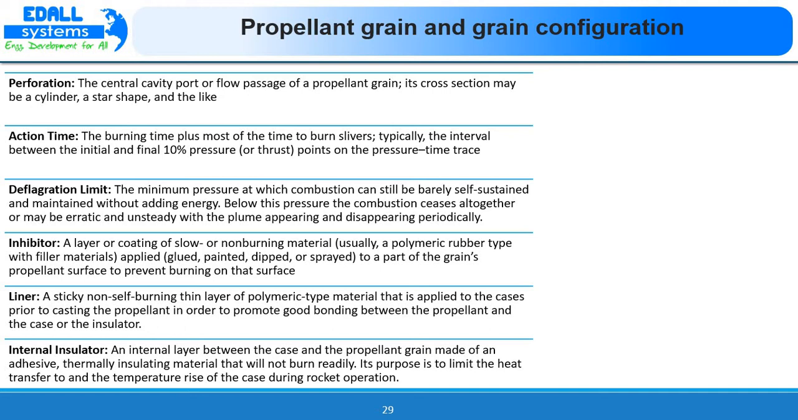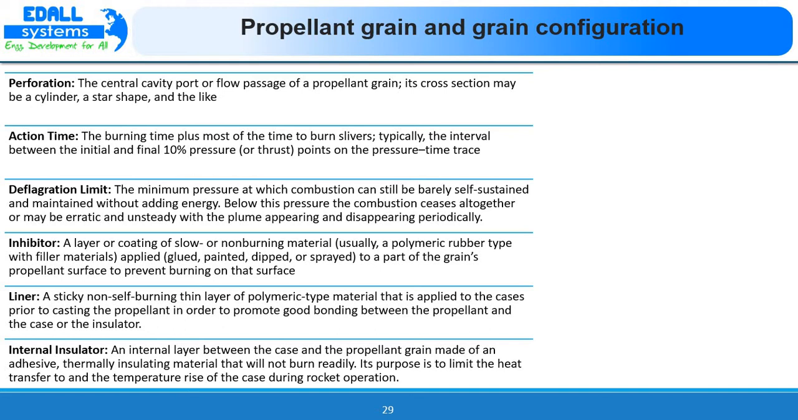Then inhibitor is a layer or coating of slow or non-burning material, usually a polymeric rubber type with filler materials, applied, which may be glued, painted, dipped or sprayed to a part of the grain's propellant surface to prevent burning on that surface. So this is inhibitor, which is nothing but a layer or coating of slow or non-burning material.